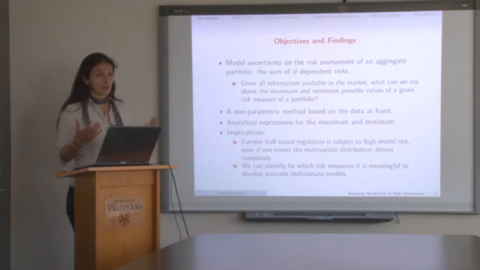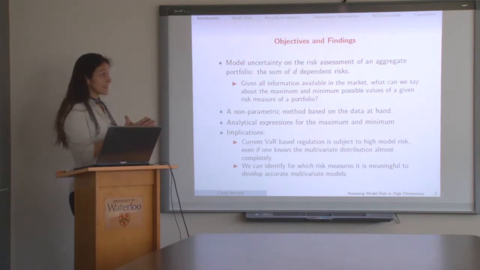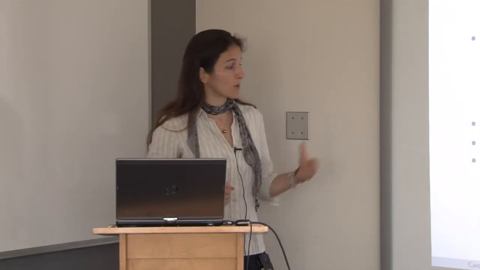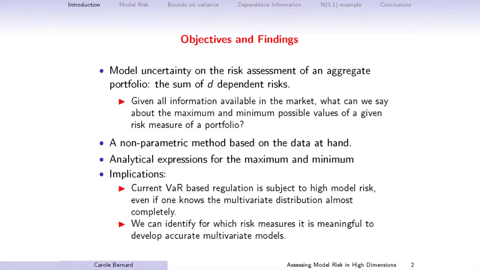And it's even worse than that. We find a kind of surprising result: even if you develop a very sophisticated model to model the multivariate dependence, if your available data covers, let's say, 98% of the space, still these unknown scenarios that you have in 2% of the space will have a huge impact on the value at risk.